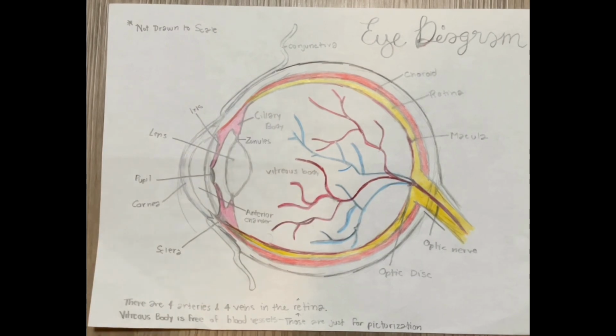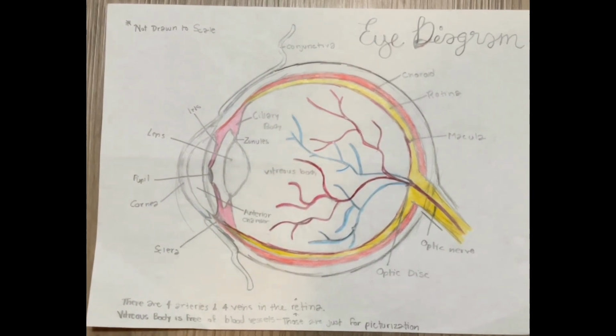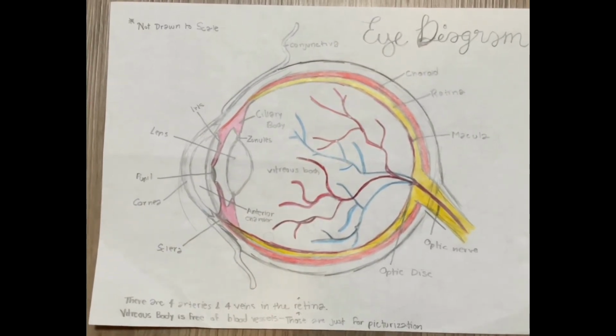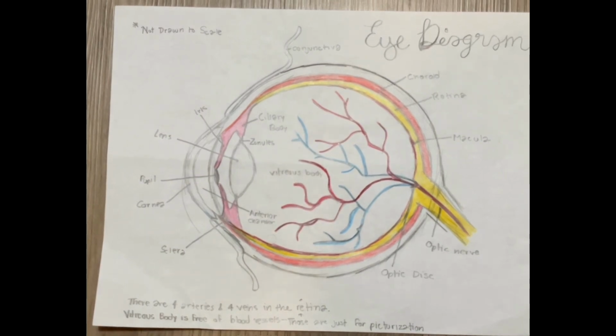This is the macula. The macula contains the maximum number of cones. It has the fovea, a small depression in the center. The fovea is responsible for maximum acuity.